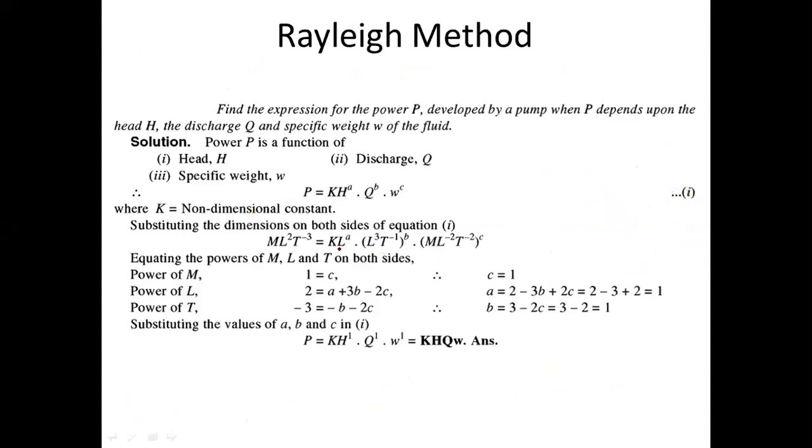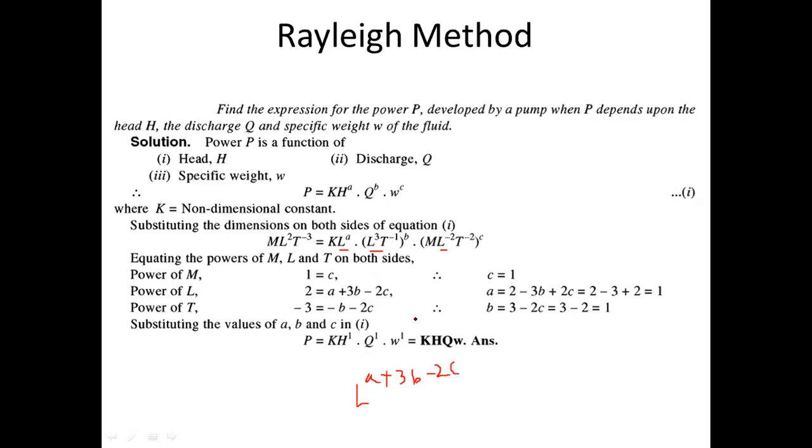On the RHS side, we have three L's. The first L is L to the power A. Here it will be L to the power 3B, because if you open the bracket, it becomes 3B. So it will become A plus 3B. Plus here also there is L, but if you open the bracket, it becomes minus 2C. So L to the power A plus 3B minus 2C.